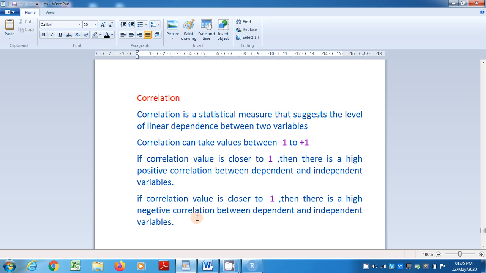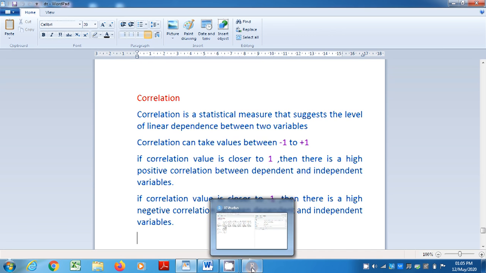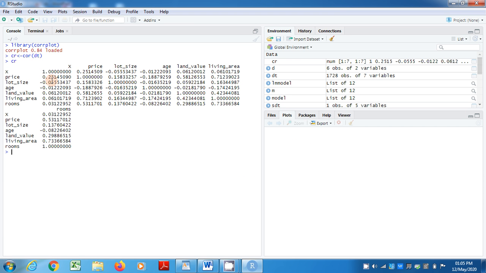That means independent value x doesn't give any effect on dependent variable y. So y doesn't depend on x when there is a case of -1 situation. Correlation value is -1. You can see here, there are many minus symbols, right? There are many minus symbols. So we will see that in a graph.